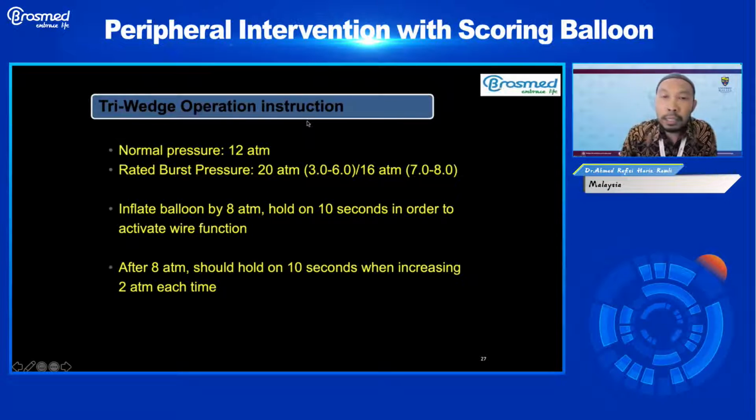As mentioned just now by the previous speakers, you have to inflate the balloon fairly slowly, so that it will open up nicely and unfold. When the balloon unfolds, the scoring element will expand slowly and then get into the vessel and score it. So don't inflate too fast. Take your time, just inflate slowly, and then it should work.